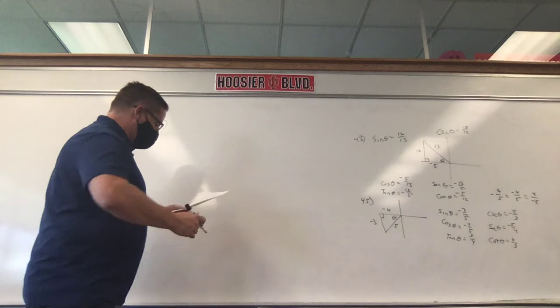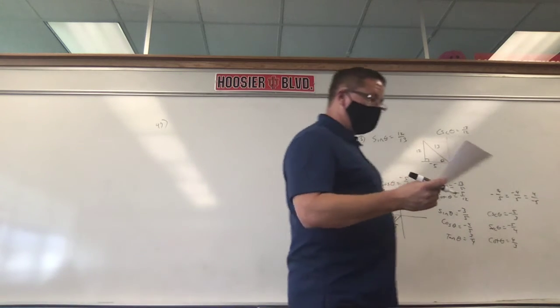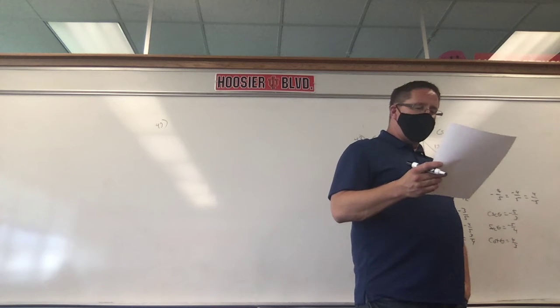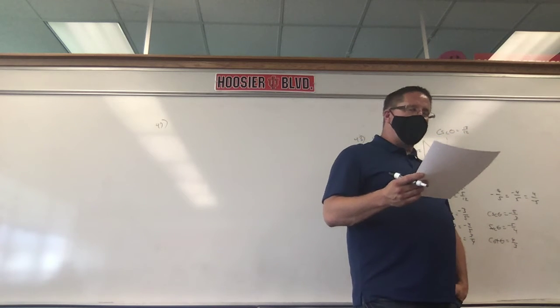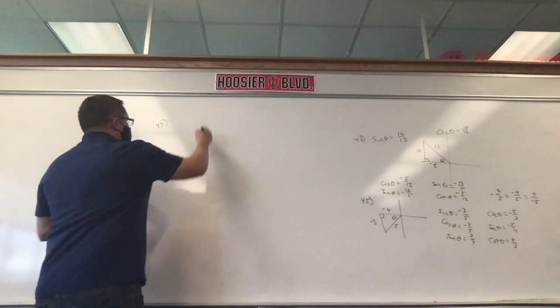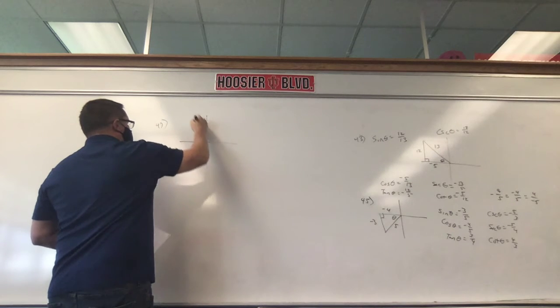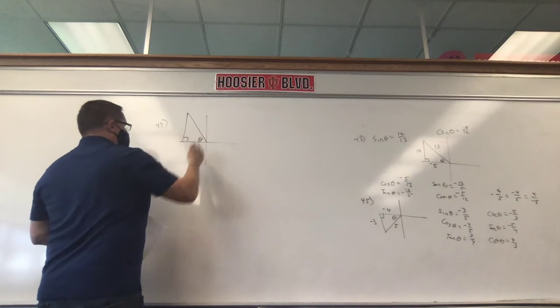It's 47. They tell us that theta is between 90 and 180, so it's got to be in quadrant 2. So I'm going to draw my picture here. Here's 0, here's 90, here's 180. It's got to be somewhere in here, so we draw our triangle in here somewhere. And there's theta.